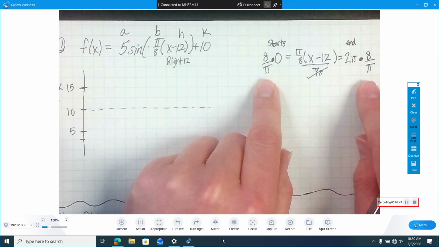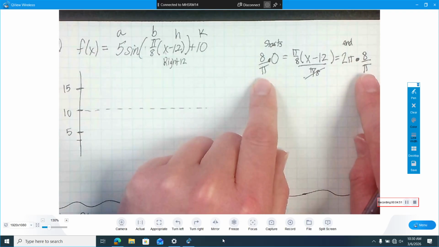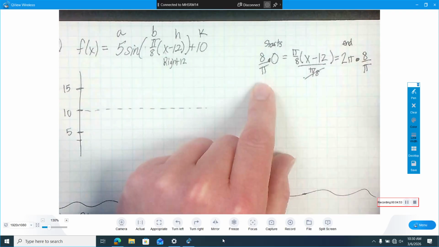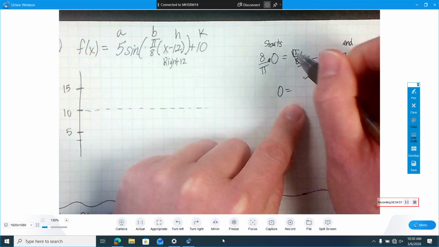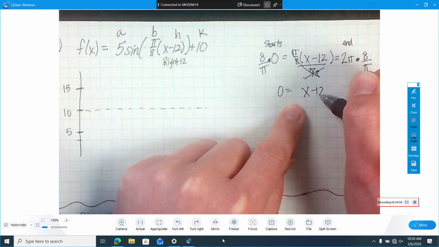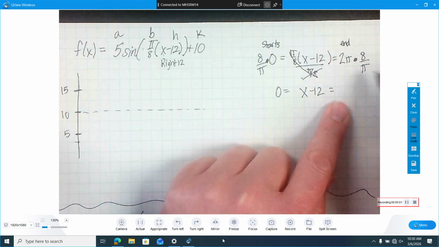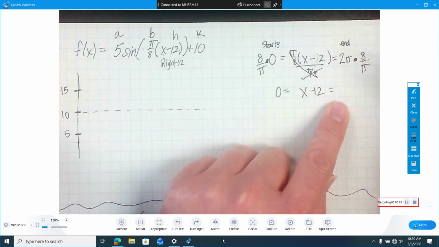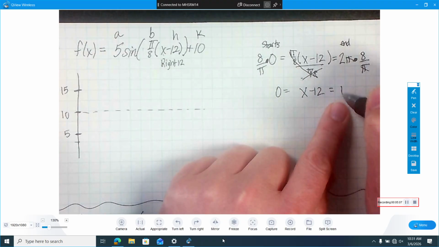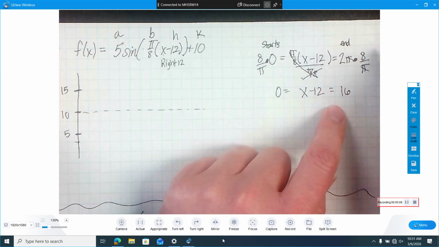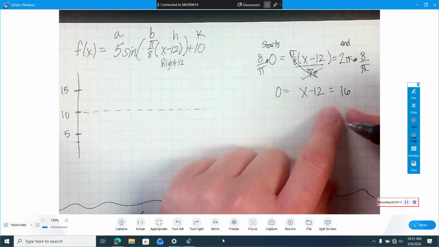It's more straightforward. So I'm going to multiply both sides by 8 over pi. What is 0 times 8 over pi? 0. Hey, look at that. In the middle here, these crossed out, so I'm just left with x minus 12 equals. And then what happens over here on the right-hand side? The pi's cancel, and we get 16. You'll notice, well, I'll talk about that in just a second.